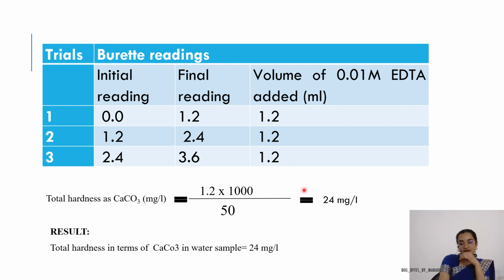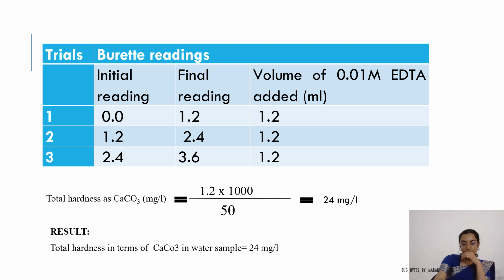So it comes under the range 0 to 60 mg per liter as calcium carbonate, which indicates soft water. 24 comes in the range of 0 to 60, right? So it is soft water. So total hardness in terms of calcium carbonate in the water sample is 24 mg per liter, indicating the water is soft.